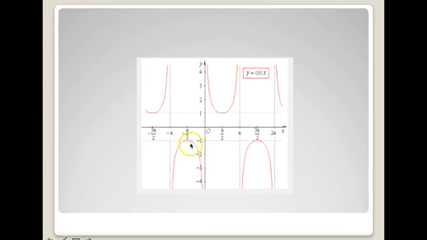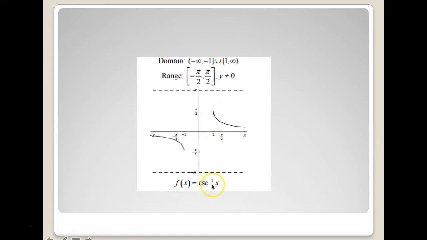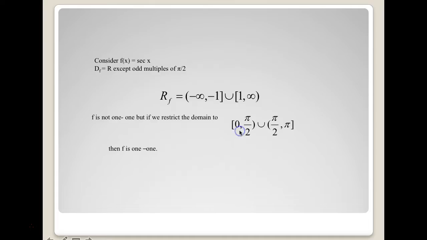So the inverse of cosec is defined in this interval minus pi by 2 to 0 union 0 to pi by 2. This is the graph of cosec inverse x. The domain is minus infinity to minus 1 union 1 to infinity and the range is minus pi by 2 to pi by 2, and y not equal to 0. So we don't take the point 0 in the range.